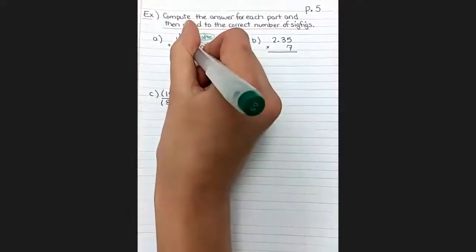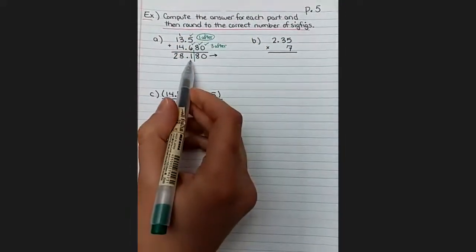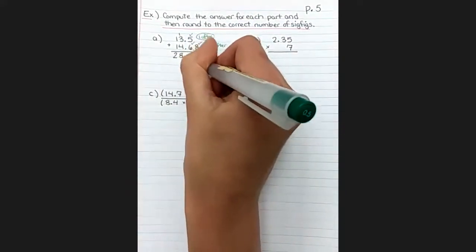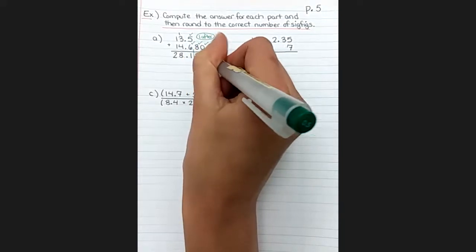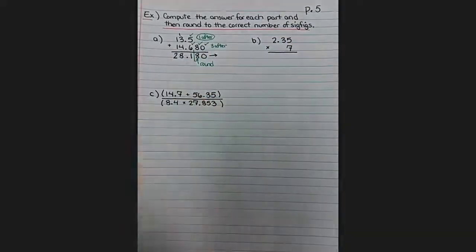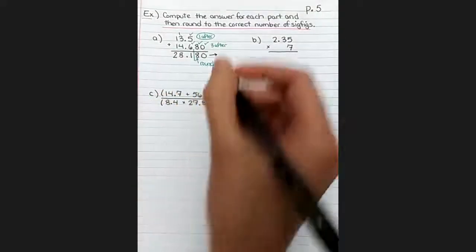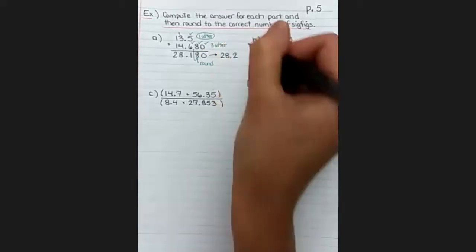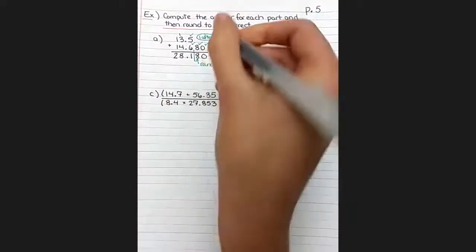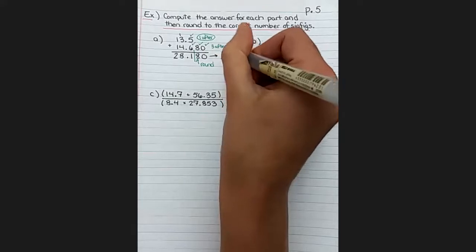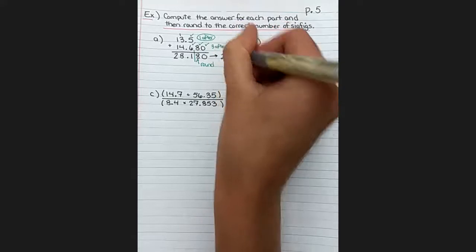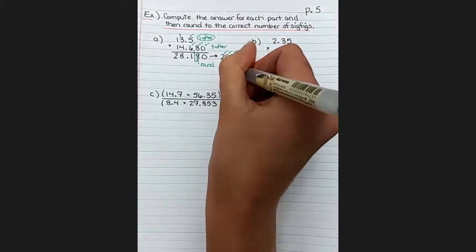So that means I'm going to cut my number after the first digit after the decimal point. So then I need to round it. So I look at the number immediately after the cutoff. And if this is an 8, that means I'm going to round the number before it up. So I'm going to round it to 28.2. And that number is going to have one significant figure after the decimal point and 3 significant figures total.